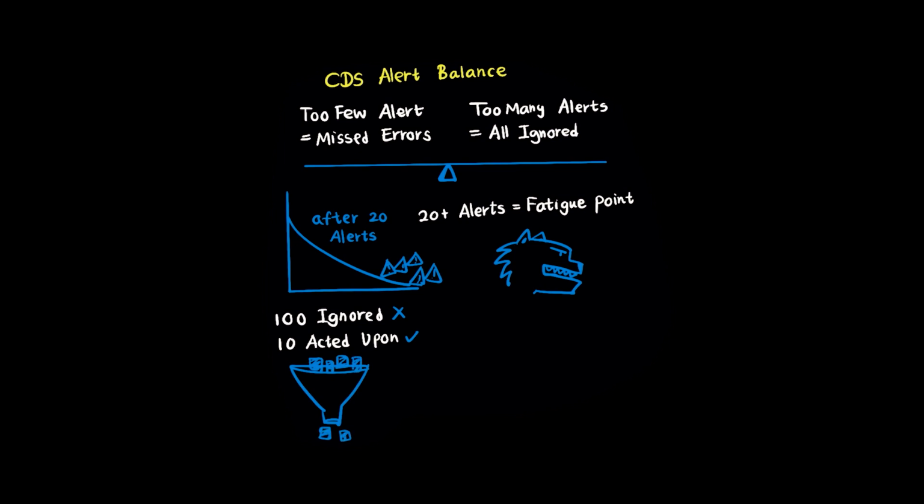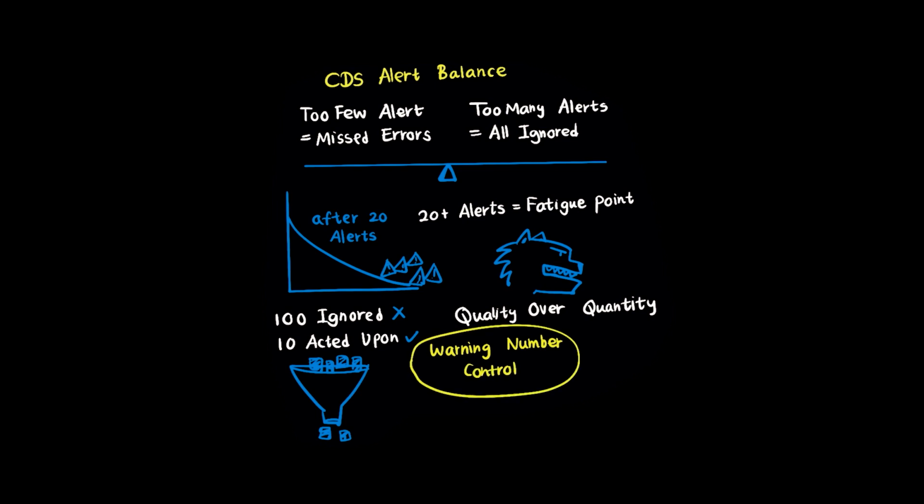Suppress low-value alerts, combine related warnings, and only interrupt workflow for truly critical issues. The goal isn't maximum alerts, it's maximum effectiveness. 10 meaningful warnings that get acted upon save more lives than 100 ignored ones.